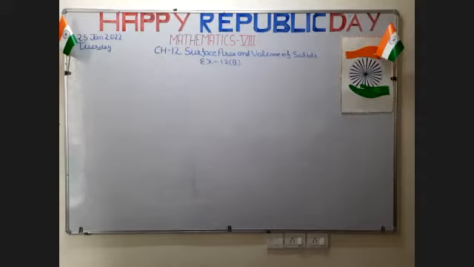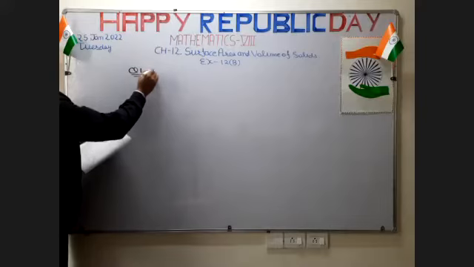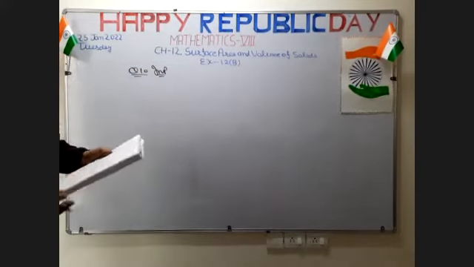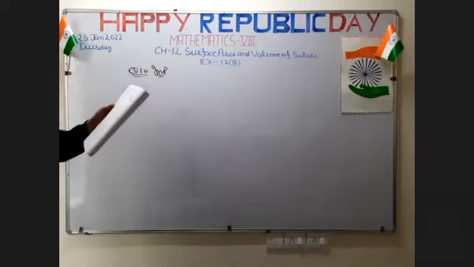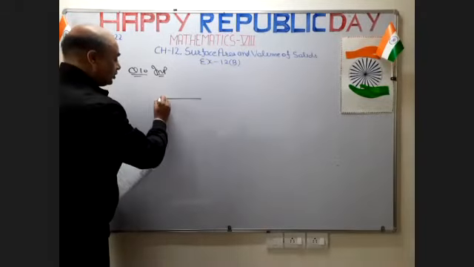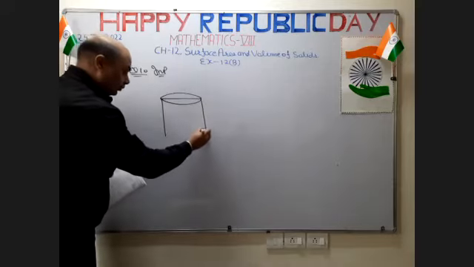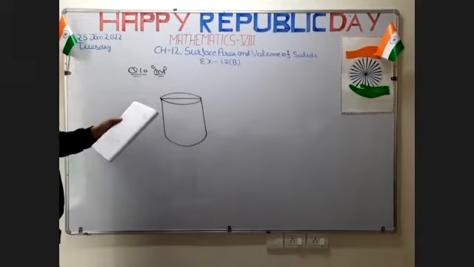Now check question number 10. What is given? So this is a very important question, beta. Check, what is given? A well of 3.5 meter radius. So the well is in the shape of a cylinder. To make one cylindrical shape, so the well is in the shape like this. A well is always in the shape of a cylinder.